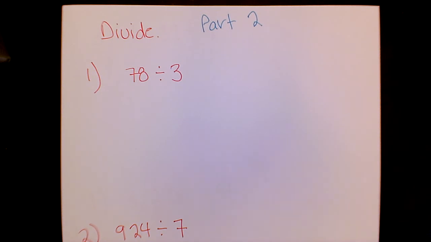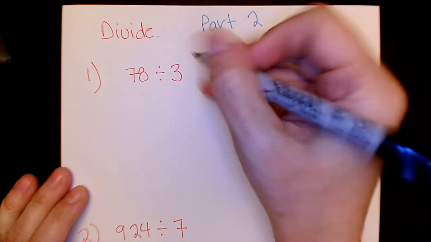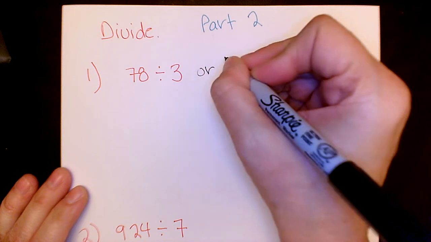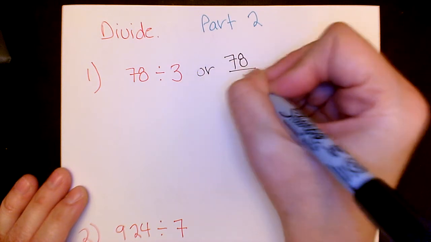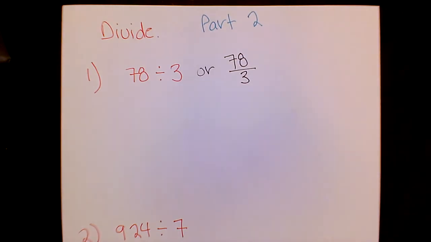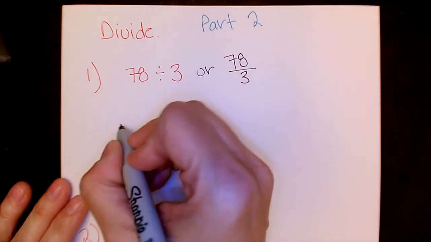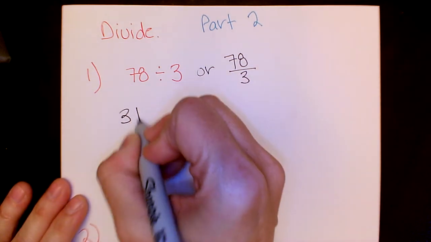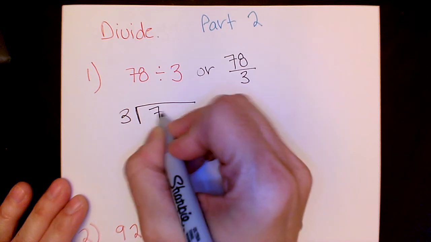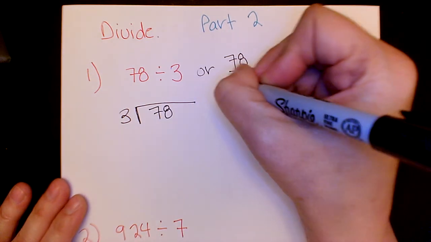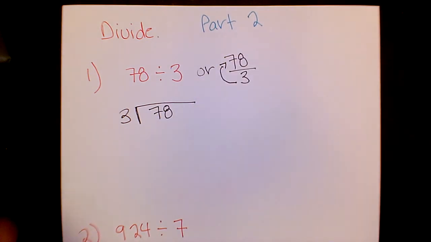Well, another way to write that if that's easier. And then we're taking the 3 into the 78. The bottom gets divided into the top.